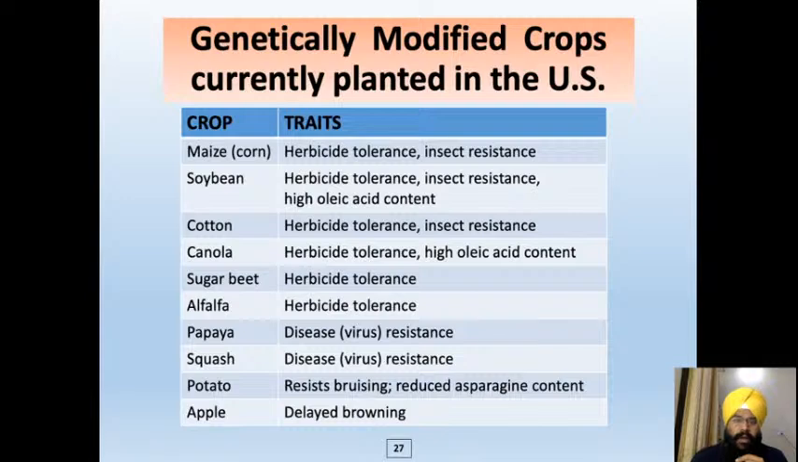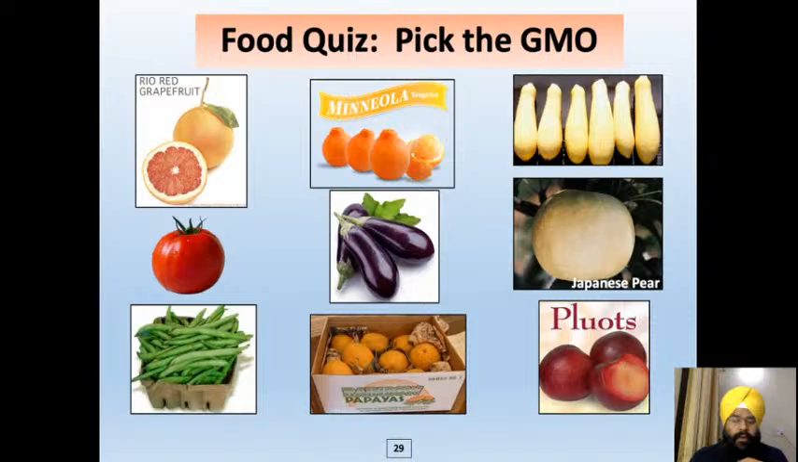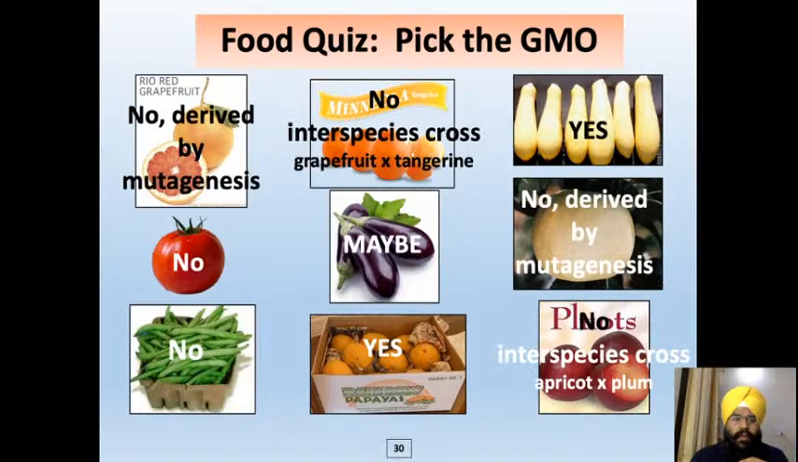Currently in the USA, there is maize with herbicide tolerance and insect resistance. The following plants are also being produced: sugar beet, alfalfa, papaya with virus disease resistance, potato, and apple. So these are the genetically modified crops. We had this question before, and now there's the answer. Rio Red grapefruit is derived by mutagenesis and is not an interspecies cross, so it is not a GMO. Another is an interspecies cross between grapefruit and tangerine.